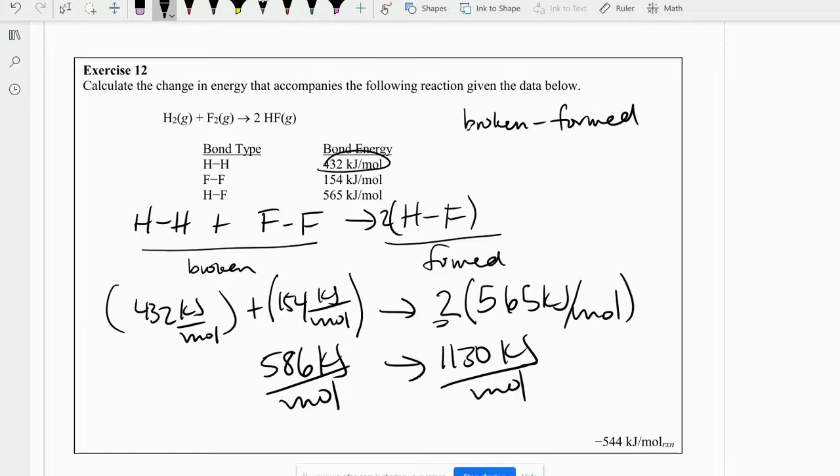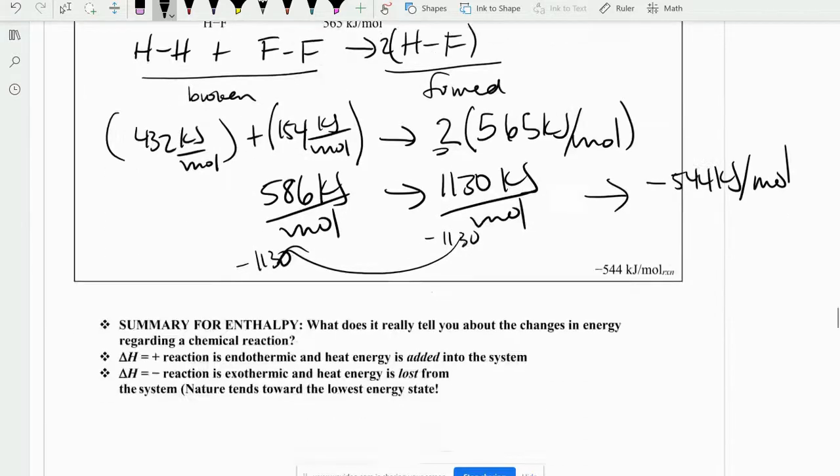And let's go ahead and bring all of this to one side. Let's bring this over here. So you would subtract 1130. And when you do that, big arrow, you guys, I'm finishing it over here to the right, I get negative 544 kilojoules per mole. So this indeed is an exothermic reaction. So that's how you would use bond energies. Very similar to Hess's law, but you're coming from the perspective of bonds being broken, subtracted from bonds being formed.